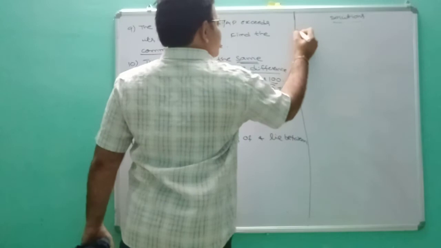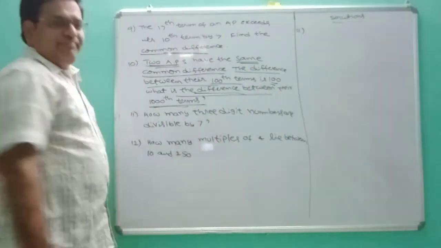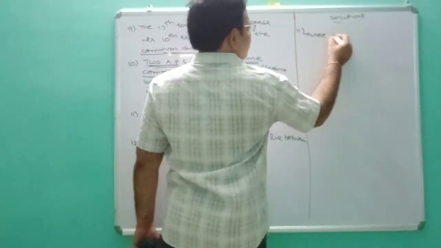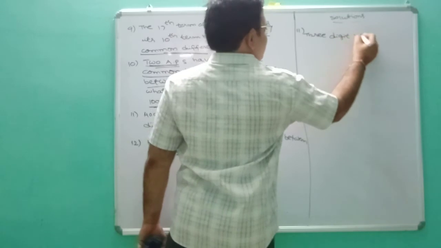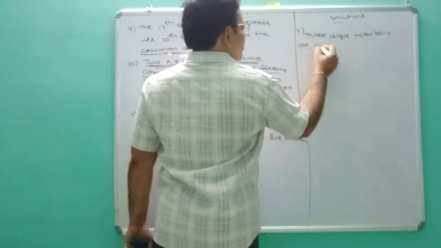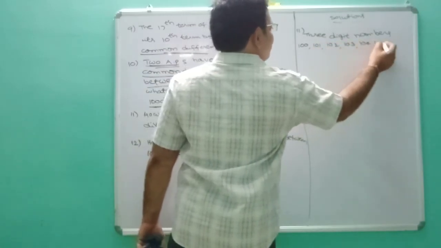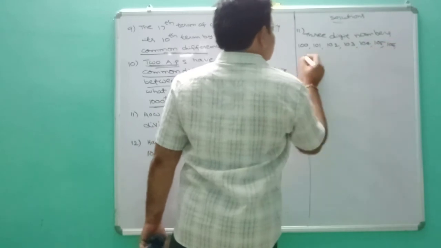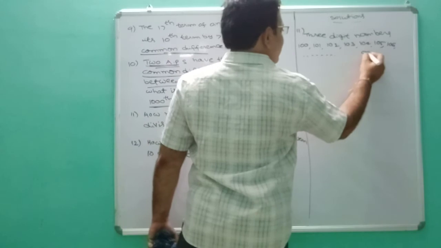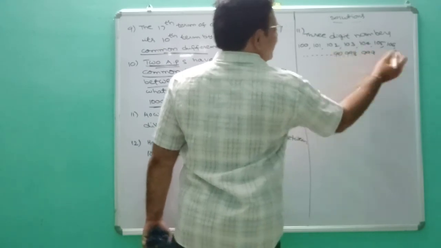Now see the 11th question. How many 3-digit numbers are divisible by 7? First you write the 3-digit numbers. Where will the 3-digit numbers start? 100, 101, 102, 103, 104, 105, 106, and so on, up to where will they end? 999, 998, 997, like that.